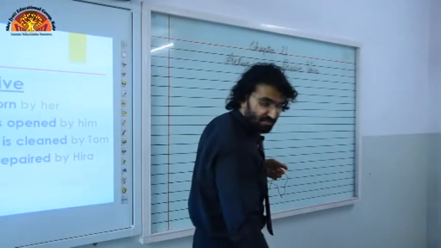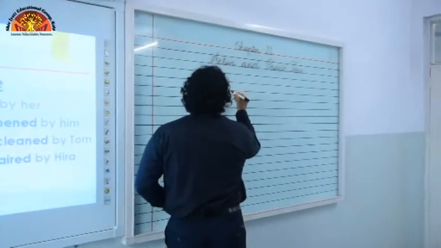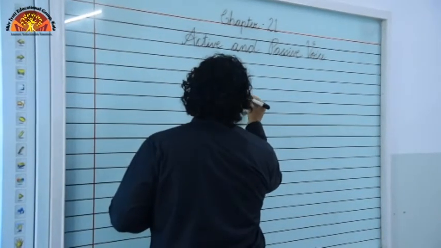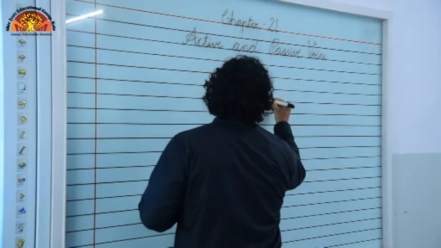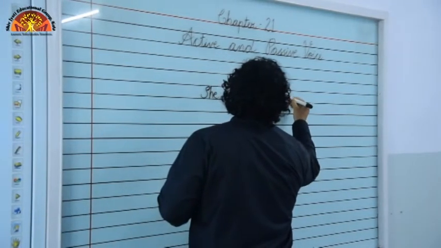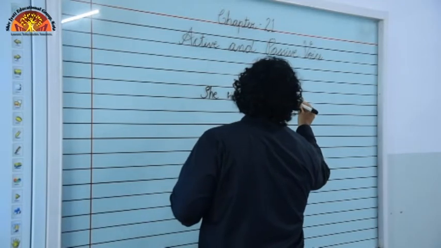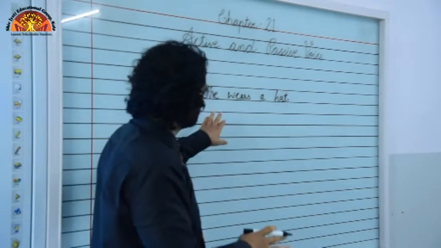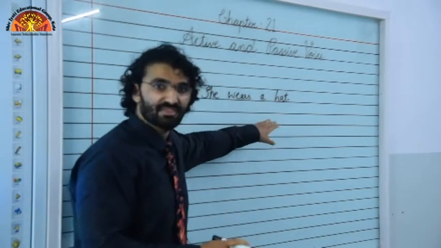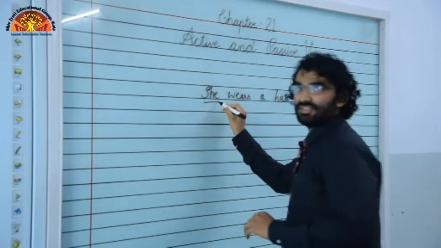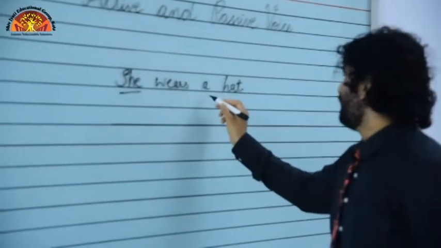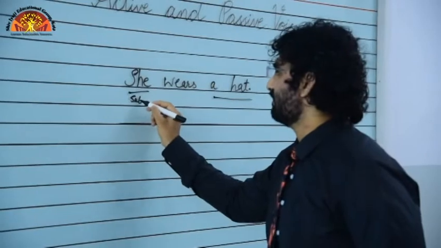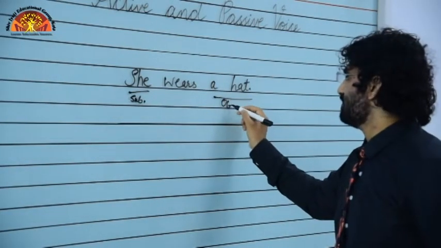Okay, I need you to keep in mind the examples which I was telling you. She wears a hat. I know you remember this. You are all very brilliant children. I know you all. So try to identify the subject and the object in this sentence for me. She is the subject. A hat is the object.